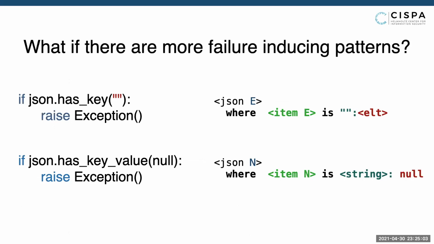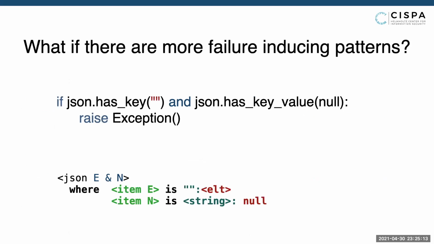Now, the next question here is, what if there are more patterns? That is, say we have another crash that happens when the JSON string contains a key with a value of null. One may want to generate inputs such that both conditions are satisfied. That is, the JSON fragment contains both an empty key and a key value of null.